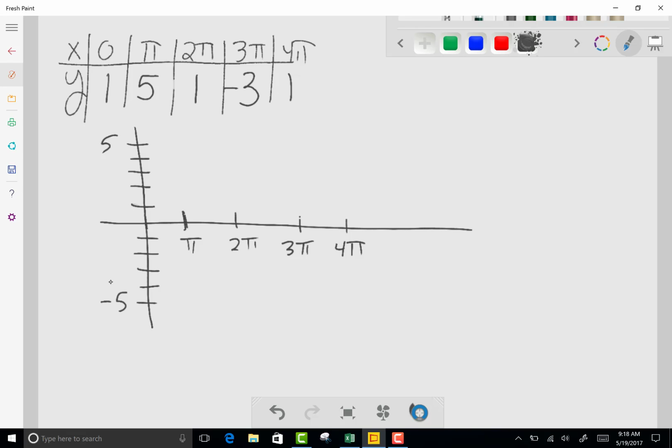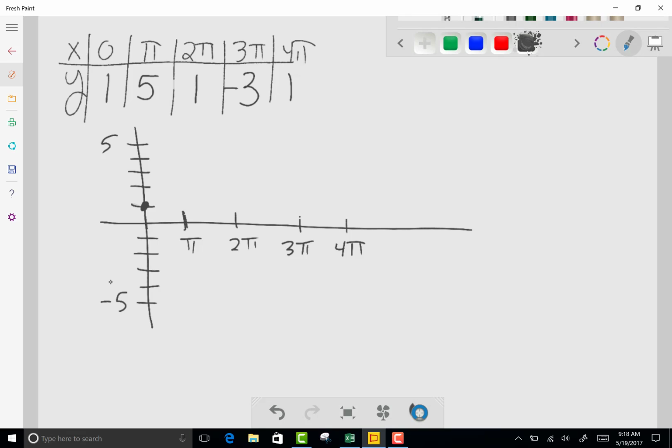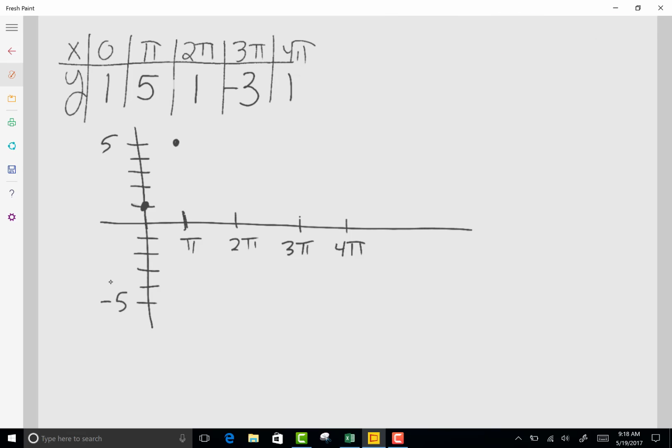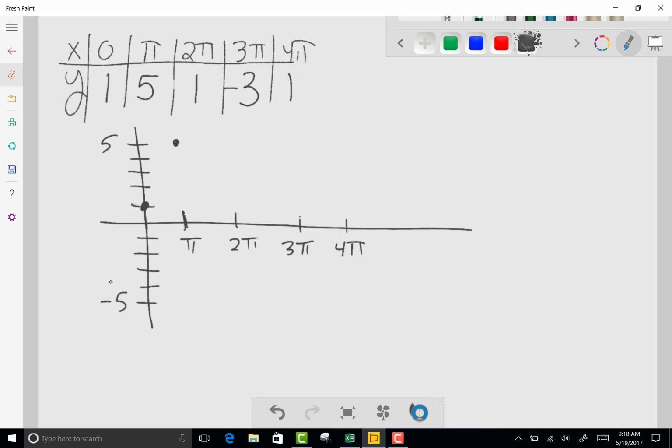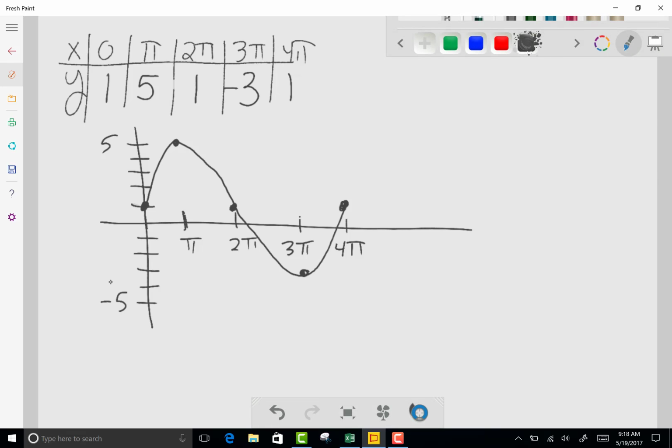Okay, so let's plot our points. At 0, I start at 1. At pi, I go up to 5. At 2 pi, I'm up at 1. At 3 pi, I'm down to -3. And then at 4 pi, back up at 1 again. So here's one cycle of my translated graph.